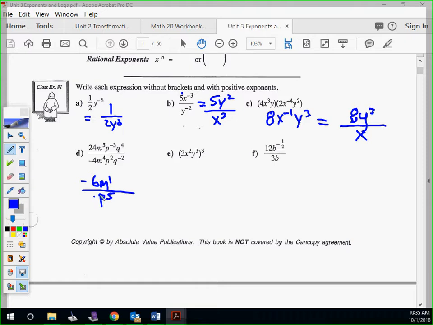Integer stuff there. Here's a tricky one. 4 minus a negative 2. It's positive 2, right? So that means it's going to be p^6, or sorry, q^6 is up. And that's your answer right there.